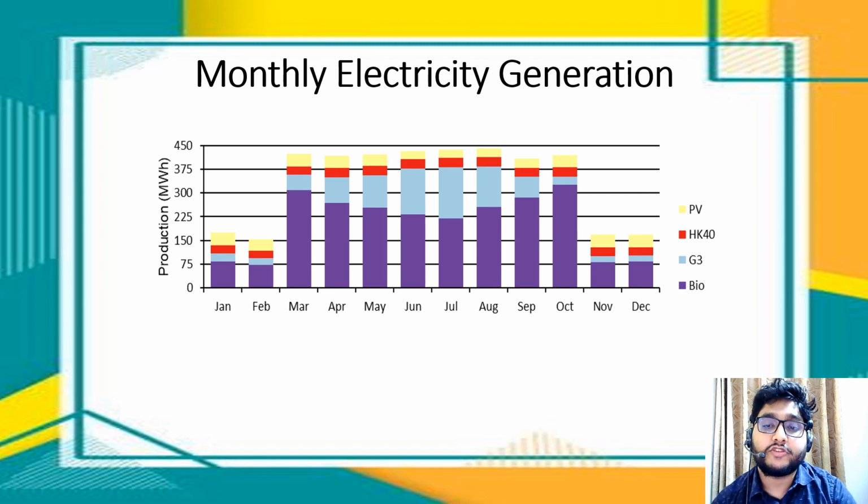This is the monthly electricity generation in Manpura Island. From here we can see that in March, April, May, June, July, August, September, and October, we get maximum electricity from the biogas. Second highest was from the wind, and this yellow is from PV.